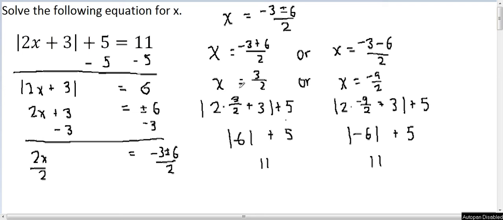So for both of these solutions, when we plug the numbers back into the original equation, we get a true statement. So x equals 3 halves and x equals minus 9 halves are both solutions to the original equation.